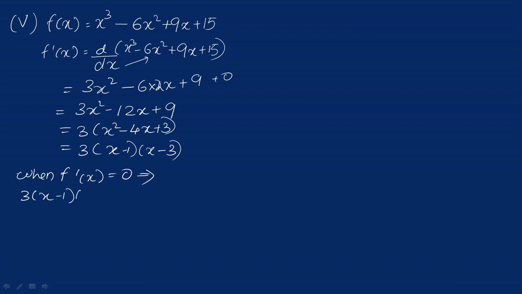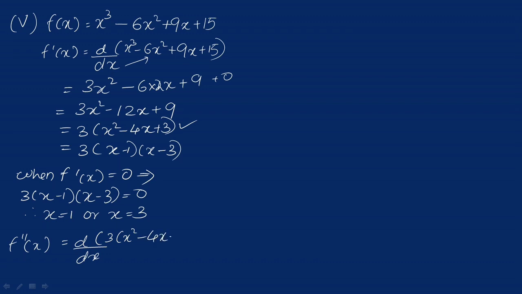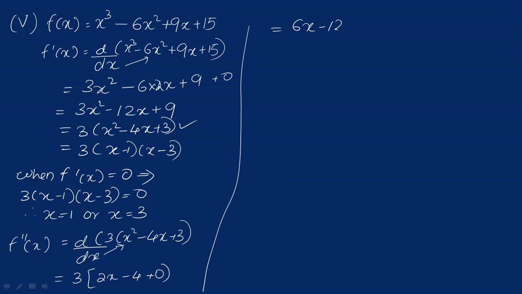When f dash of x is equal to 0, 3 into x minus 1 into x minus 3 is equal to 0. From this, we can write x equal to 1 or x equal to 3. We have two values for x. Now, what is f double dash of x? That is d by dx of 3x square minus 12x plus 9, or 3 into d by dx of x square, that is 2x. d by dx of minus 4x, that is minus 4. d by dx of 3 is 0. So, we have f double dash of x is equal to 6x minus 12.